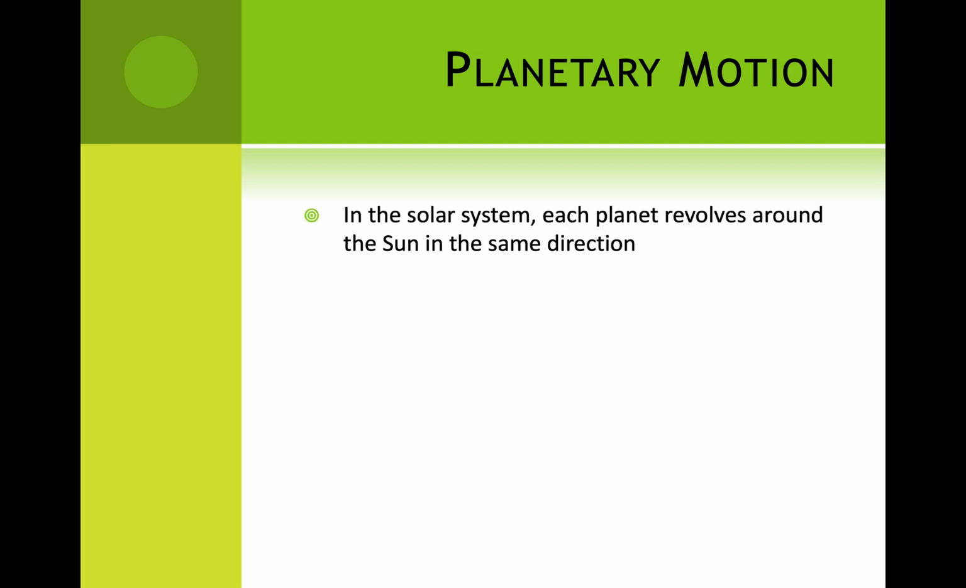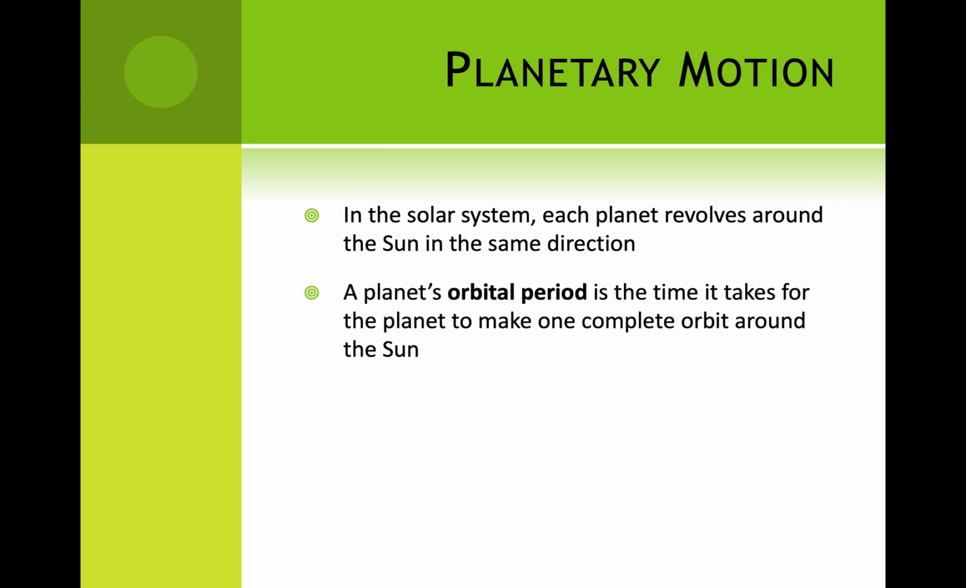So in the solar system, every planet revolves, orbits the sun in the same direction. They all are moving in the same way. They're not moving opposite one another at any point.